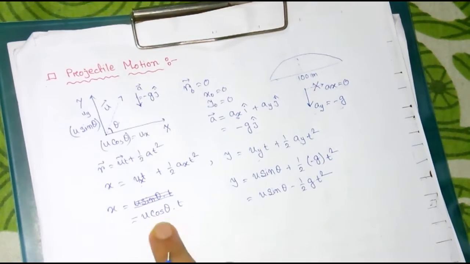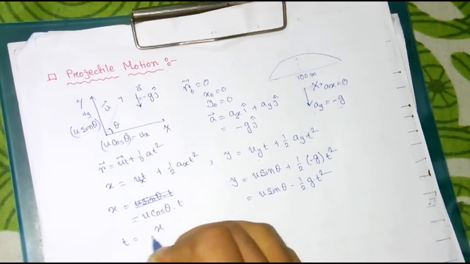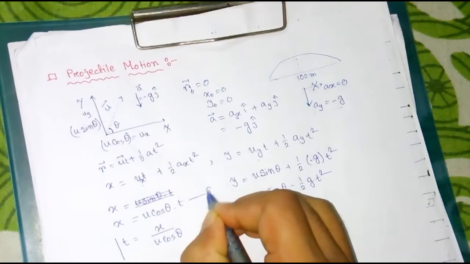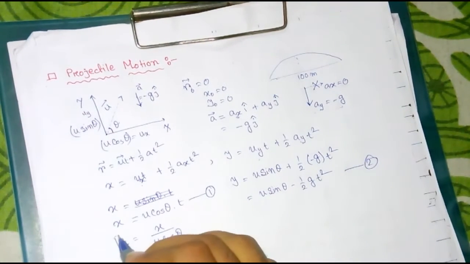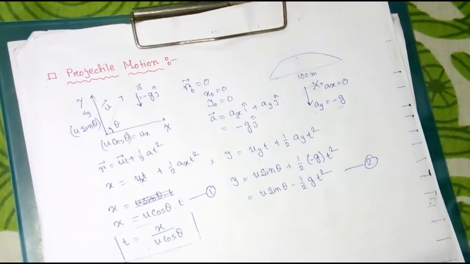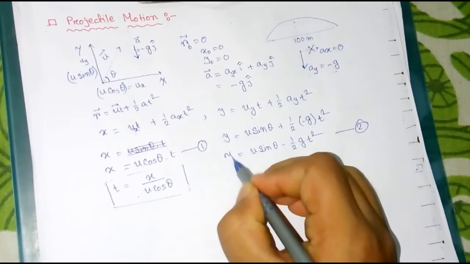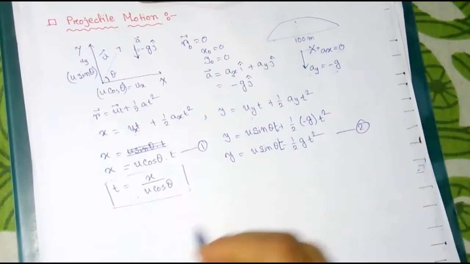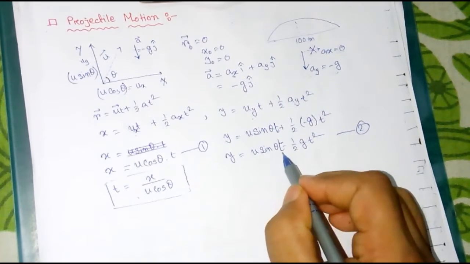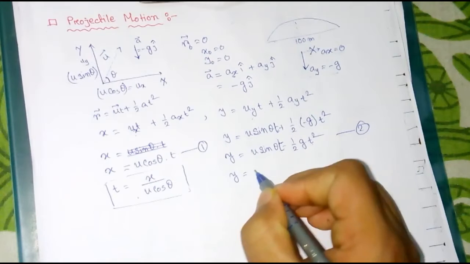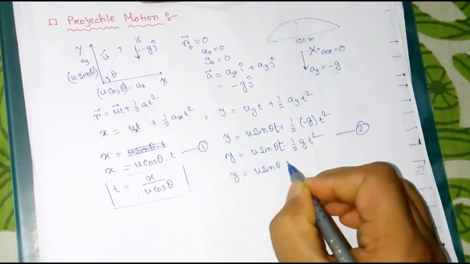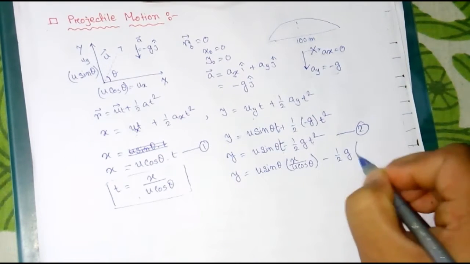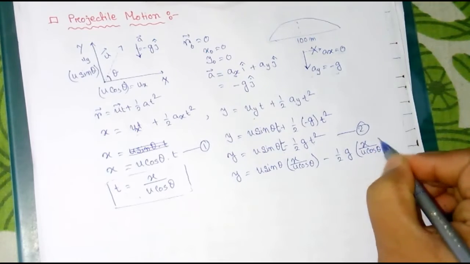Now if you calculate time t from this equation, you get x by u cos theta. Let's first name these equations: this is 1 and this is 2. Now if you put this value of t into the equation for y, y will be u sin theta into x by u cos theta, minus half g into x by u cos theta whole square.